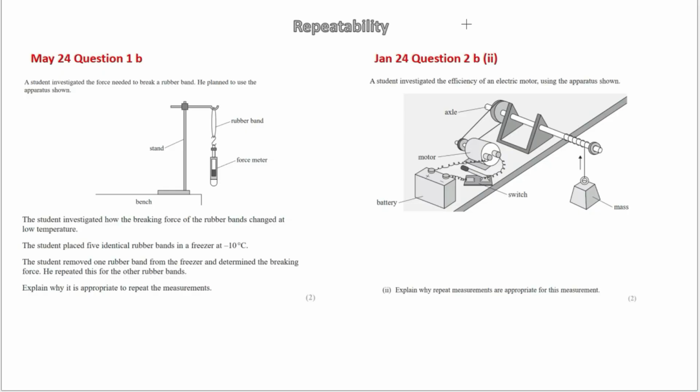The student placed 5 identical rubber bands in a freezer at minus 10 degrees Celsius. The student removed one rubber band from the freezer and determined the breaking force. He repeated this for the other rubber bands. Explain why it is appropriate to repeat the measurement. So they're not just asking you whether it's a good idea, they're asking you why is it a good idea. So let's look at the points.